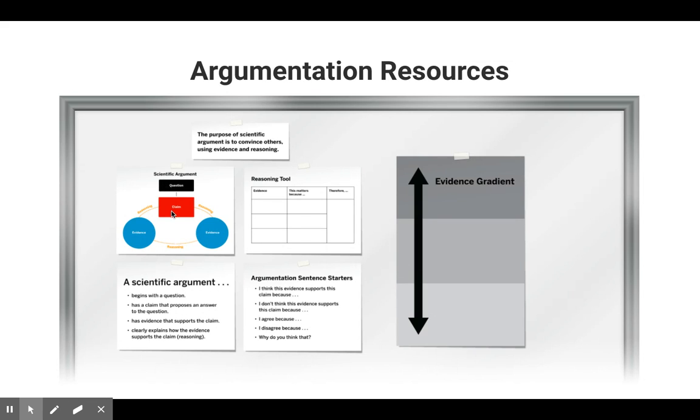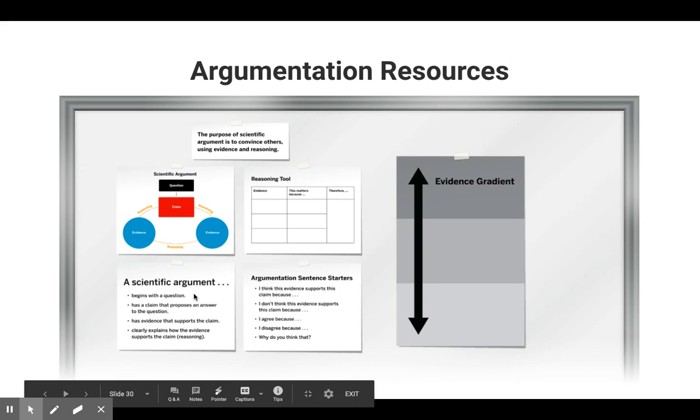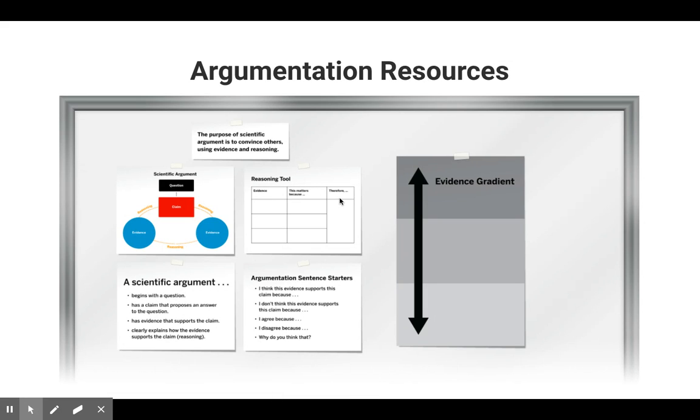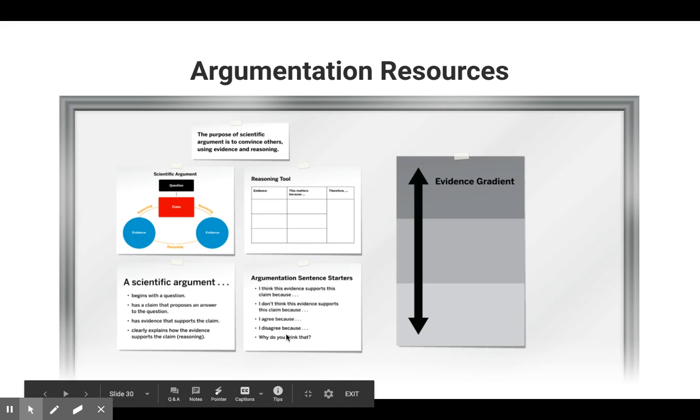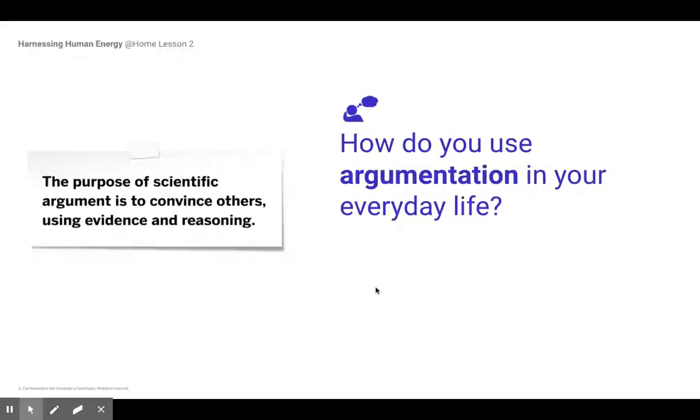So you have a question, you have a claim, and then you have the evidence and the reasoning. So it's a scientific argument. These are going to be the 4 things to the scientific argument. The reasoning tool, so you're going to have your evidence, this matters because, and then therefore. And then the argument sentence starters: I think this evidence supports this claim because, I don't think this evidence supports this claim because, I agree because, I disagree because, and why do you think that? And then this is the evidence gradient, which we'll talk about more later.